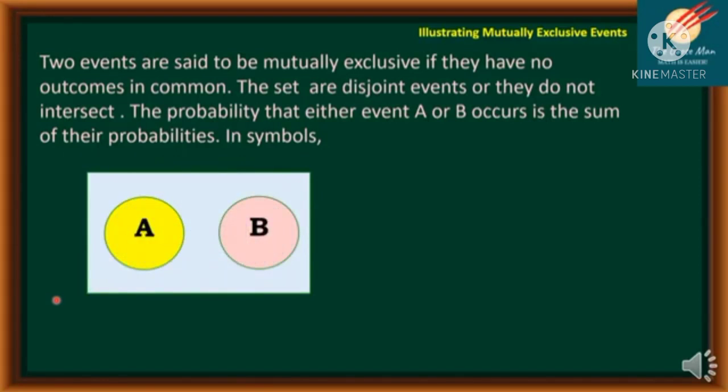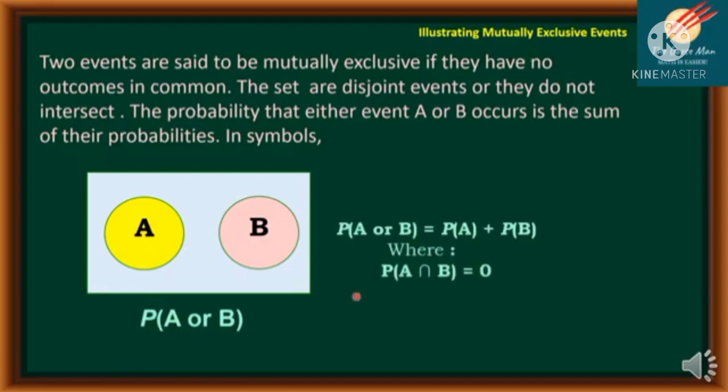Let's look at our Venn diagram. So clearly, we have sets A and B, and there is no intersection between sets A and B. Okay, so the probability of A or B in symbols is equal to the probability of A plus the probability of B, whereas the intersection is a null set.